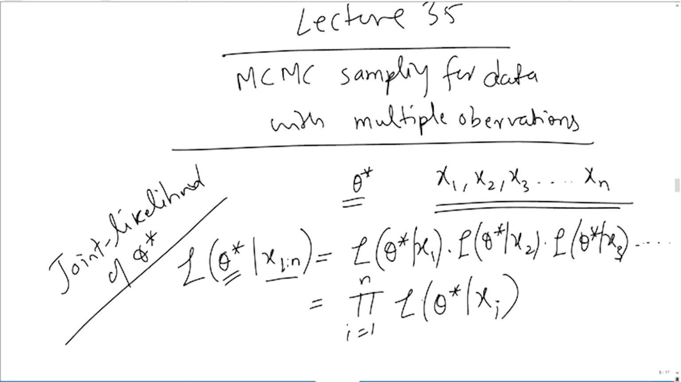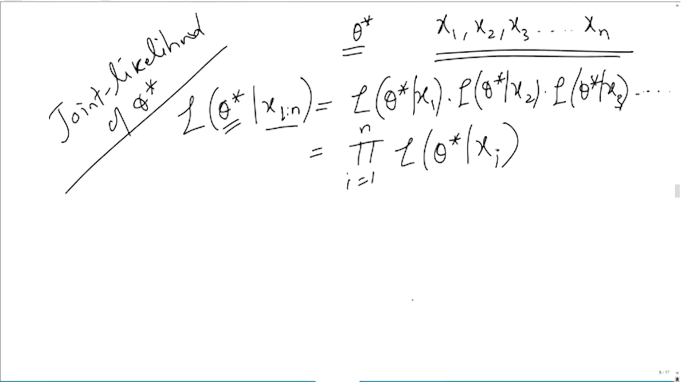Okay, so this will give you the joint likelihood. But the problem is that although you can calculate the likelihood of individual data points, when you take their product, it gives you 0 because of the computational limitation of R. So what do we do with this, right?